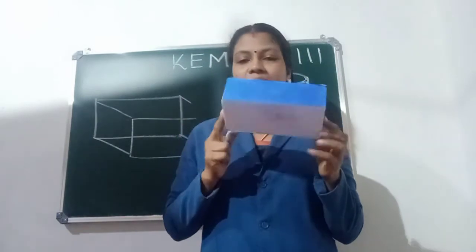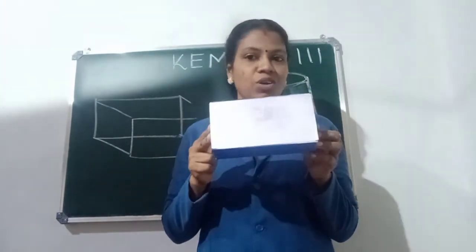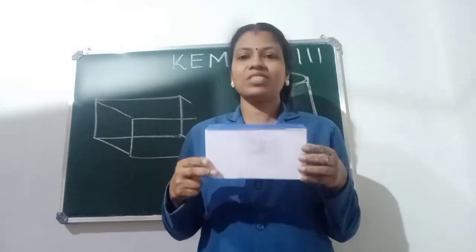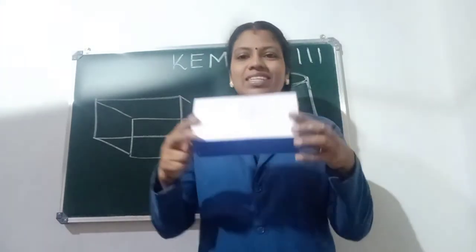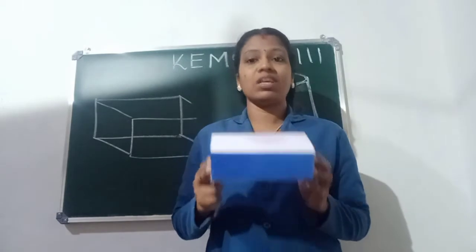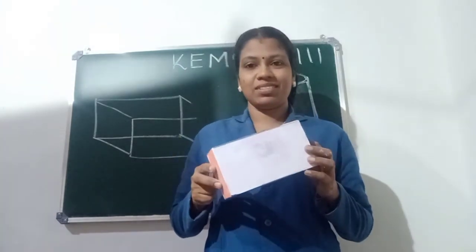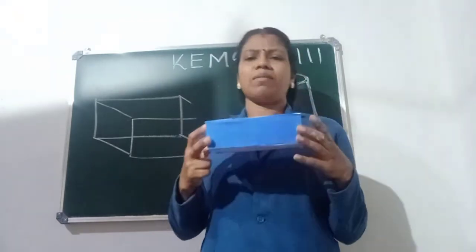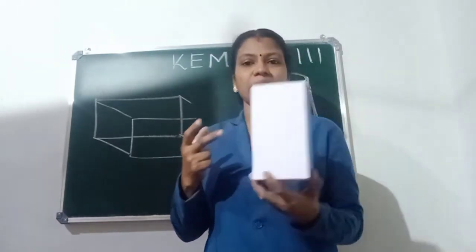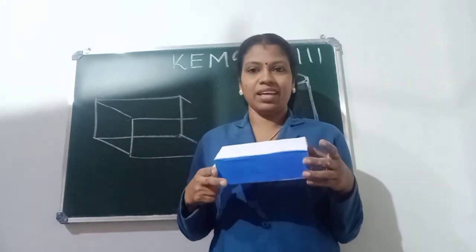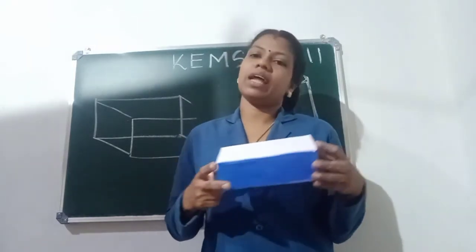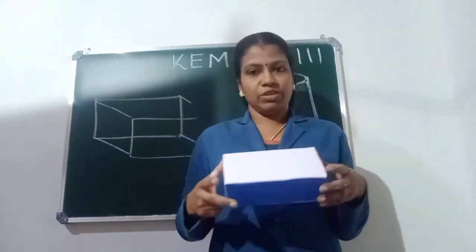Okay, say some examples for cuboidal shape also. For cuboidal shape, we have many examples. Yes, your pencil box is in this shape. Pencil box, books, bed, refrigerator. Then many examples. Eraser. Some erasers are in this shape. Okay, bread packet. Many examples. So write these examples in your notebook.